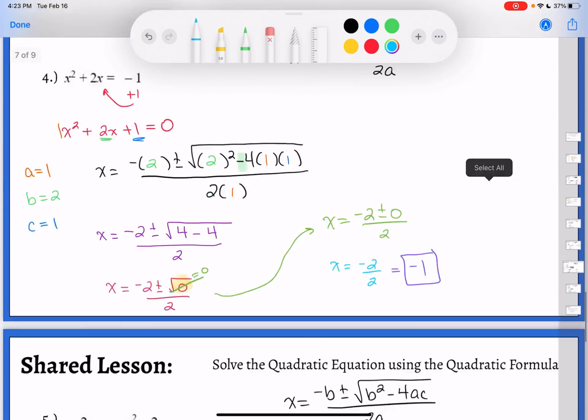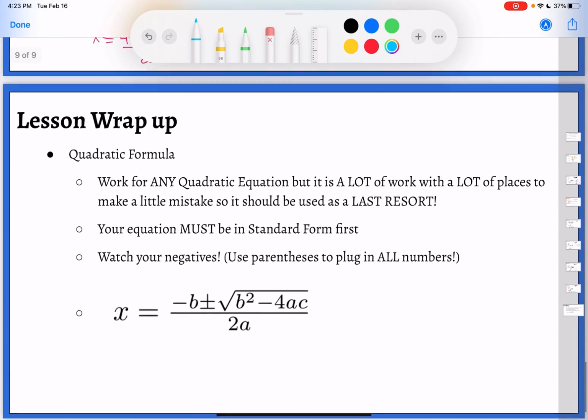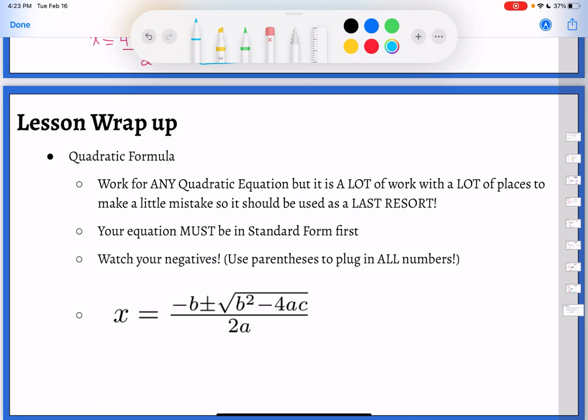So big takeaways from today. Yes, you can do it for any quadratic equation, but it's a lot of work, a lot of places for little mistakes, so use it as a last resort. Today, you're going to do every problem with the quadratic formula so that you can practice. No matter what, use the quadratic formula today. After this, we're going to start showing you how to find the most efficient method, but today, use the quadratic formula to practice. Don't forget, you have to have your equation in standard form first.